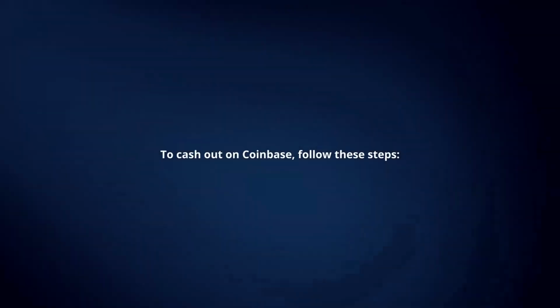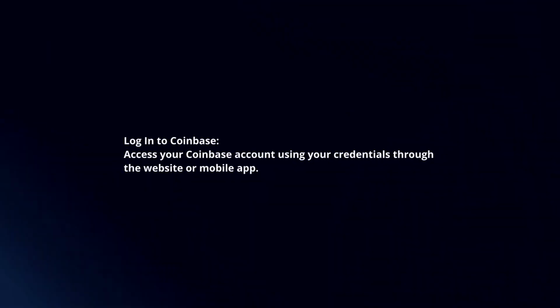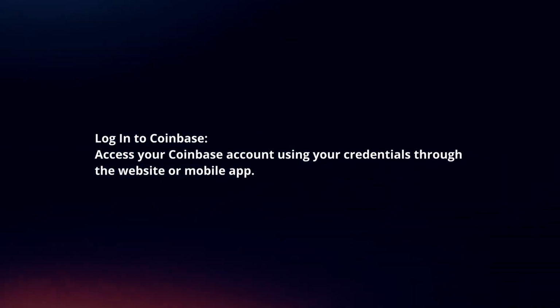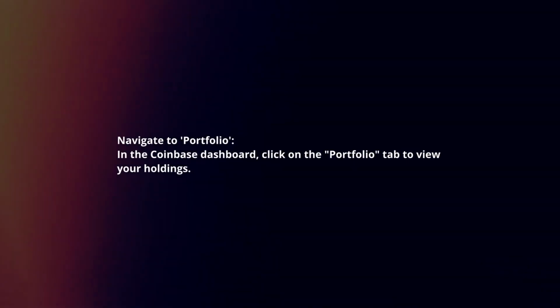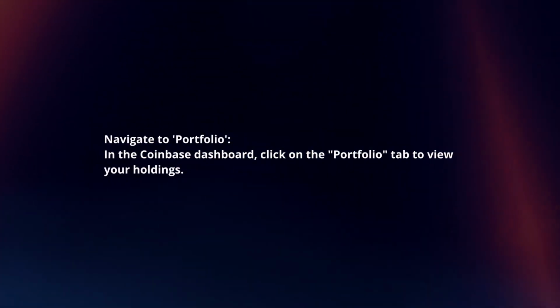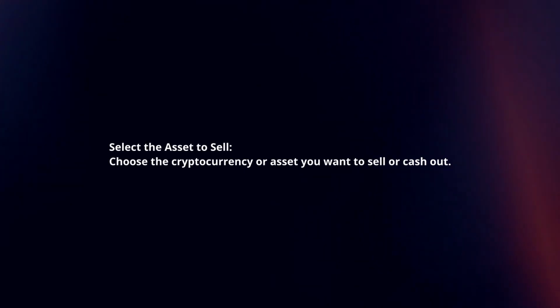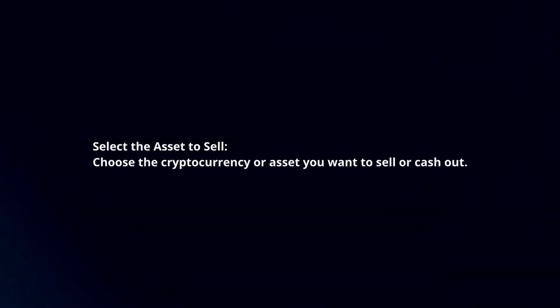To cash out on Coinbase, follow these steps. Log into Coinbase. Access your Coinbase account using your credentials through the website or mobile app. Navigate to Portfolio. In the Coinbase dashboard, click on the Portfolio tab to view your holdings. Select the asset to sell. Choose the cryptocurrency or asset you want to sell or cash out.